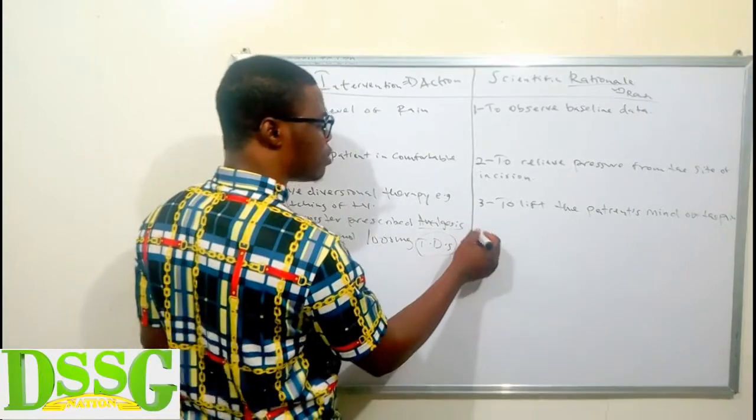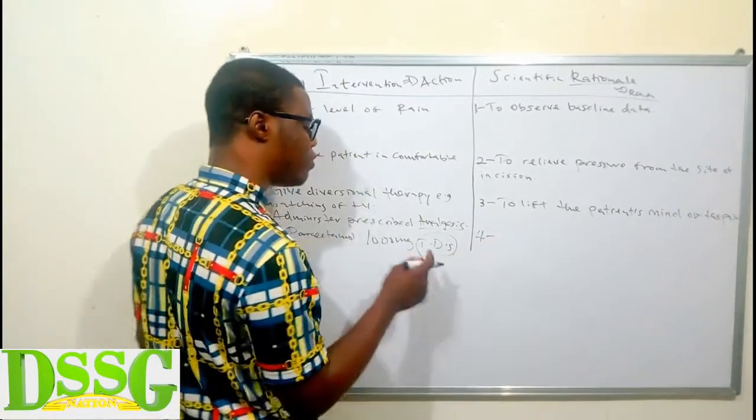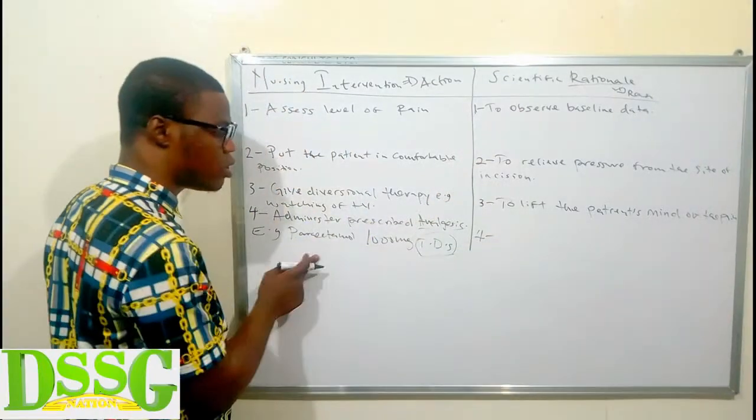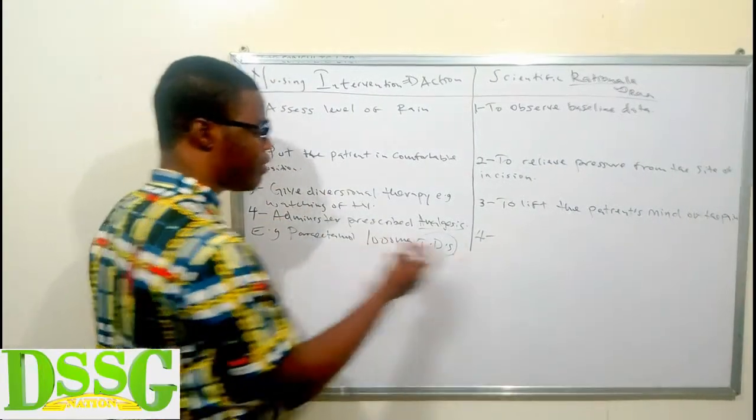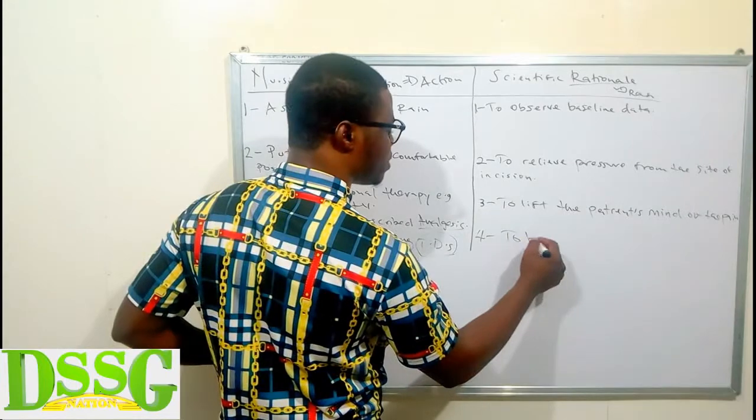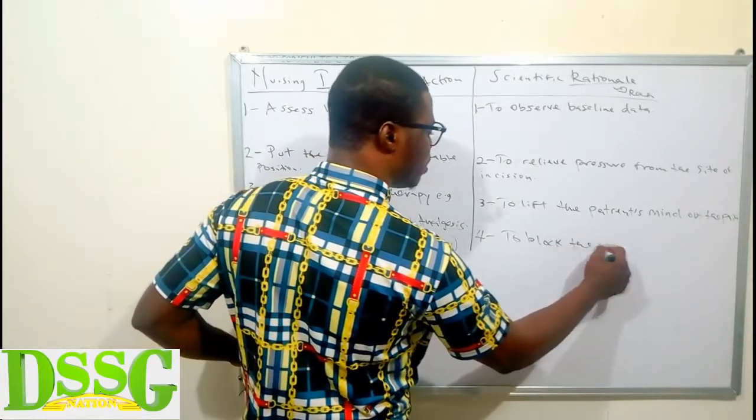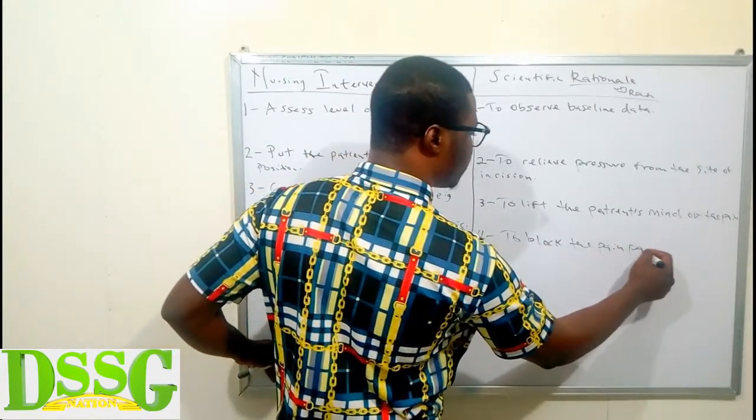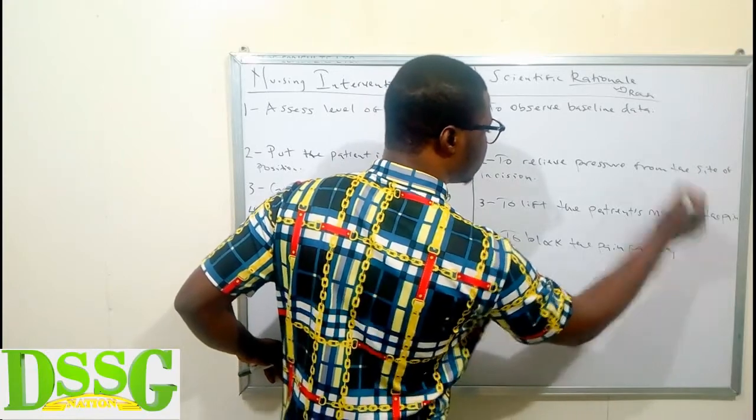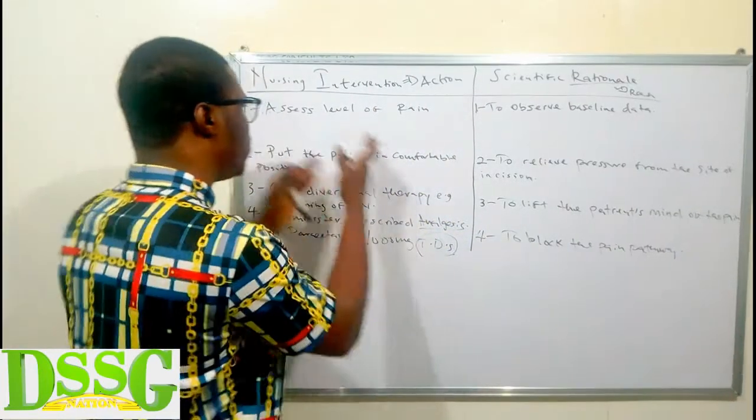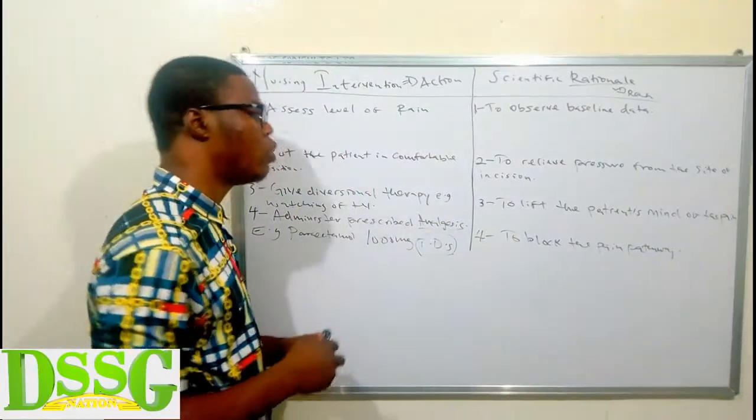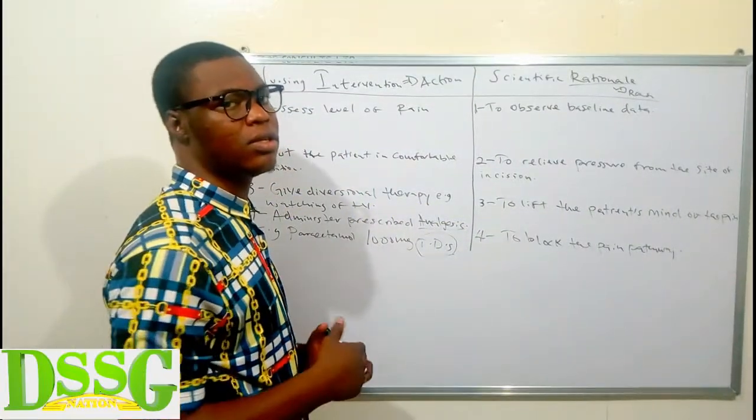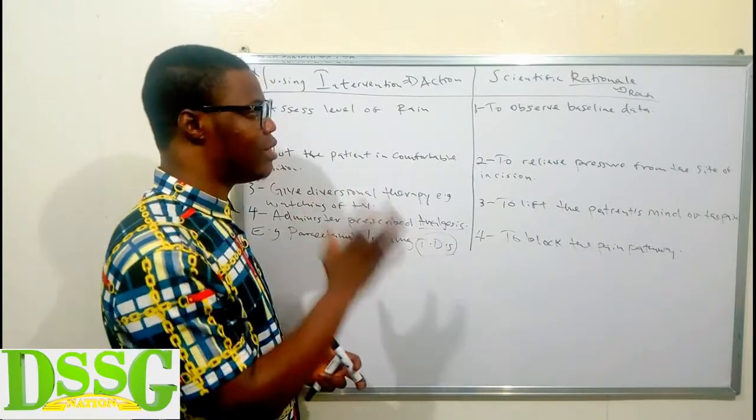And now, what will be the mode of action? The rationale for giving this drug is what? The mode of action of analgesic is to what? To block the pain pathway. So that was the nursing intervention and the scientific rationale for pain, the surgical pain.